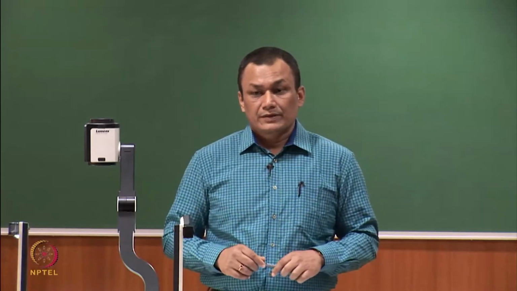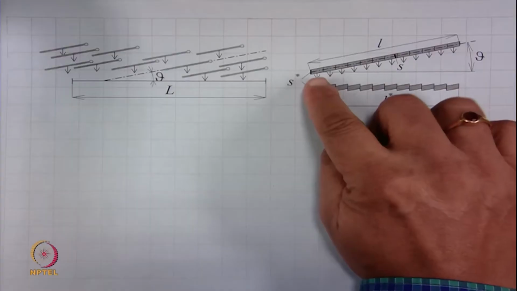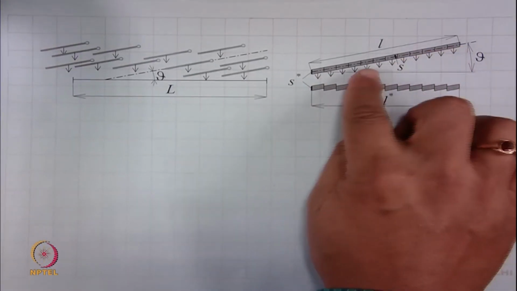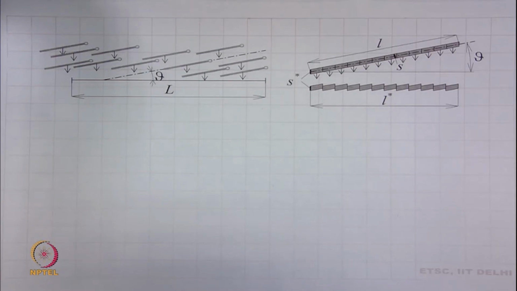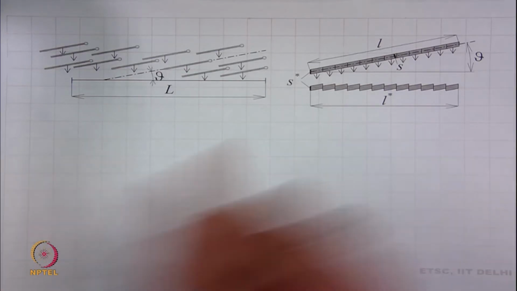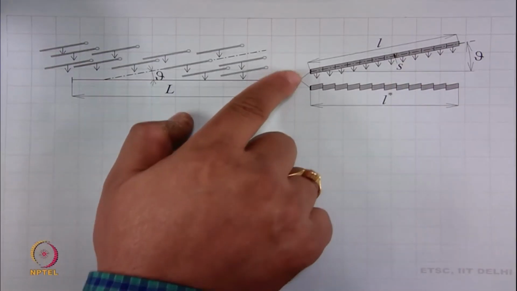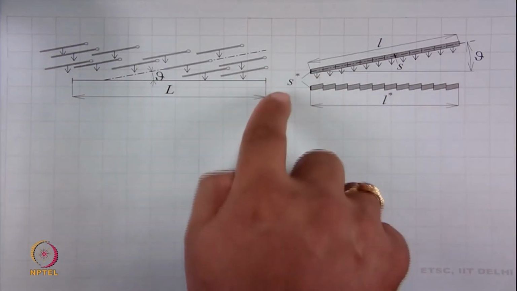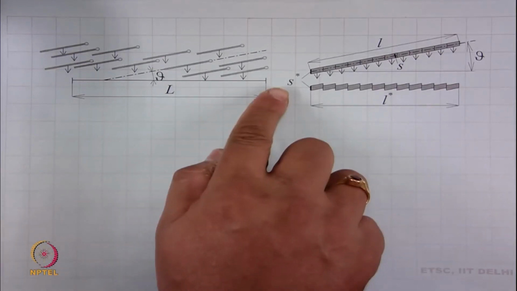Now, in order to solve this problem, let us imagine a simple situation. What you see here, a fiber of length L, which is also inclined at an angle theta from the axis. What do we do? The cross sectional area of this fiber is S, but the sectional area perpendicular to the axis of this fiber is S star. Obviously, S star is greater than S.